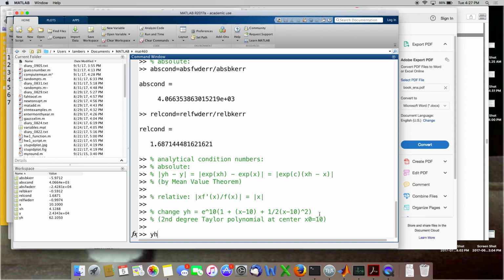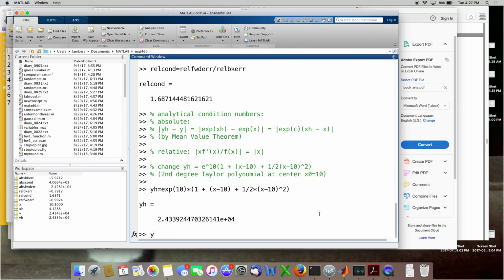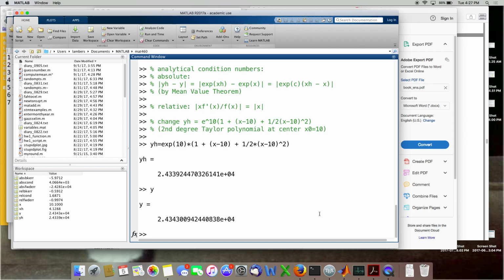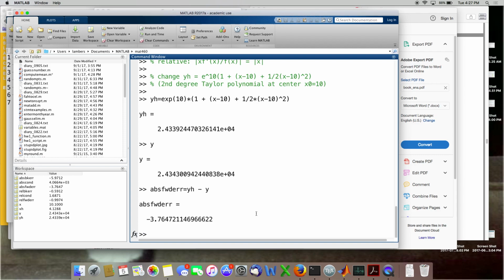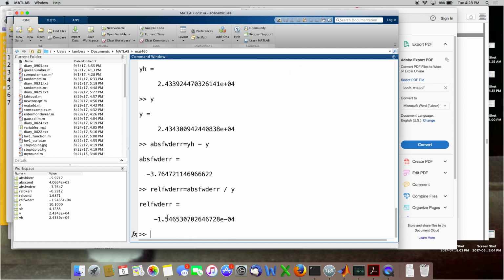So my new approximation is going to be e to the 10th times 1 plus x minus 10 plus 1/2 times x minus 10 squared. Okay, and if I compare this to the exact value, much closer, much better. So now we can get the absolute error again. All right, so these are large numbers, so having this forward error is actually not bad. The relative forward error is now really small. Remember, this is a percentage. So that shows that this is a very good approximation.